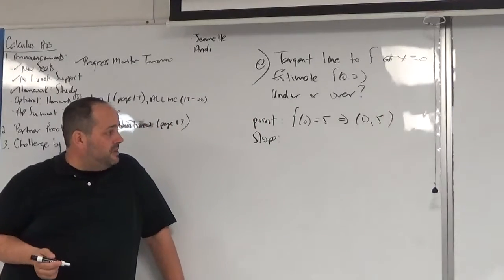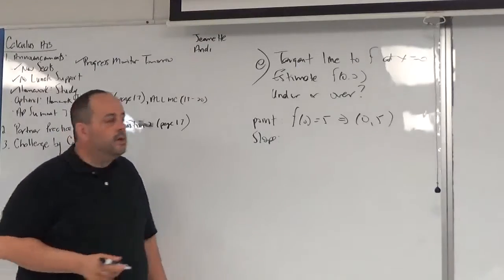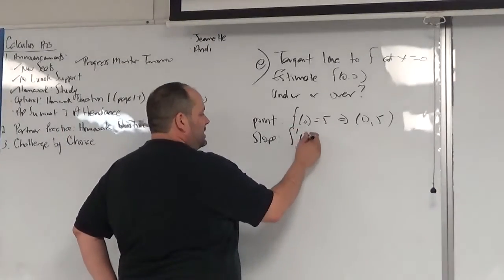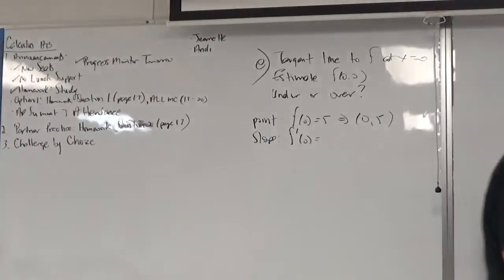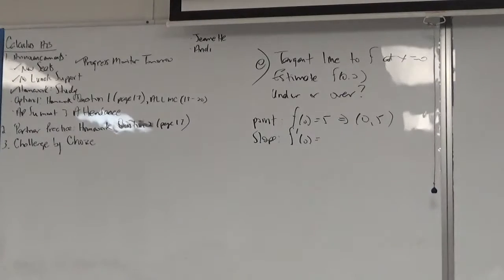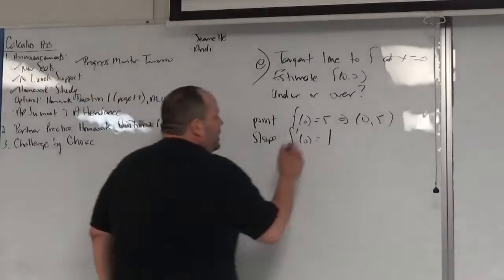F prime of 0, Sheila, how are you going to figure that out? You look at the graph. Right. The slope is f prime of 0. I go over to the graph. What's f prime of 0? 1. Because this is the graph of f prime, all I need to do is say x is equal to 0. What's the y value? The y value is 1.